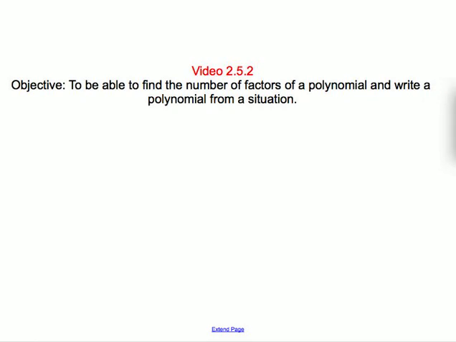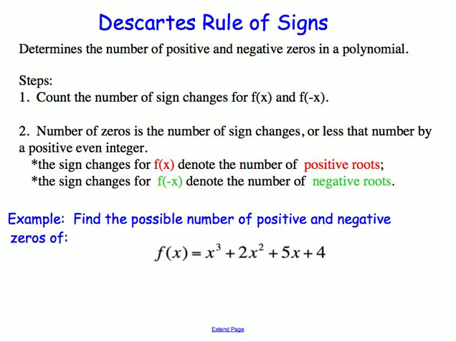This is video 2.5.2, and the goal here is to be able to find the number of factors of a polynomial and write a polynomial from a situation. So we're actually going to write the rule based on some information we're given. Here are some interesting things that are nice to know.